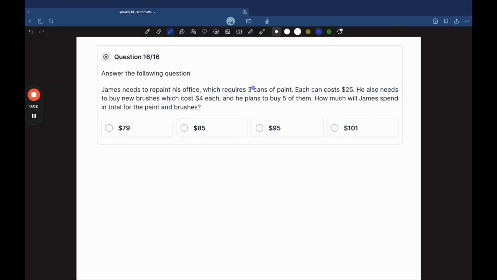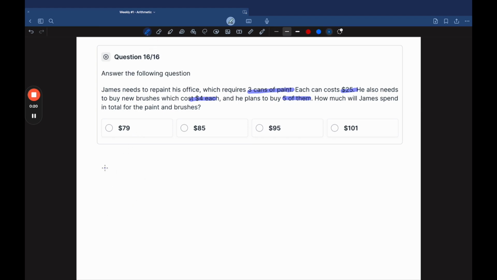Question 16. Step 1. Identify the problem. James needs to repaint his office, which requires 3 cans of paint. Each can costs $25. He also needs to buy new brushes that cost $4 each, and he plans to buy 5 of them. We need to find out how much James will spend in total for the paint and brushes.